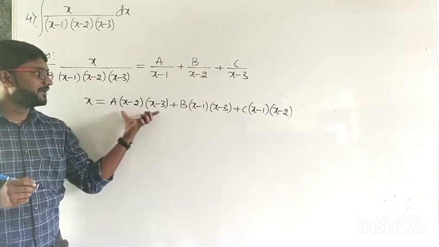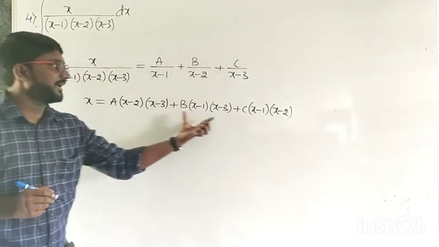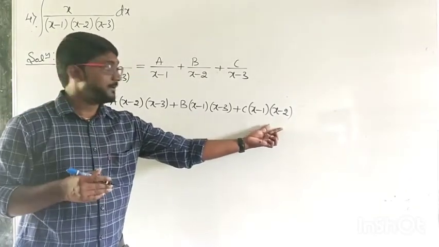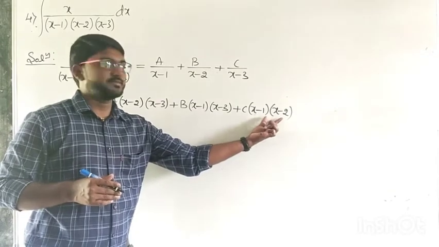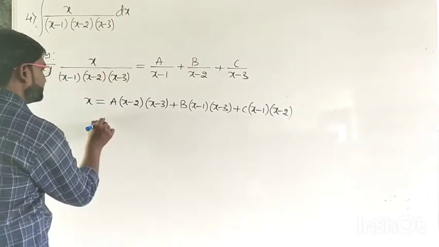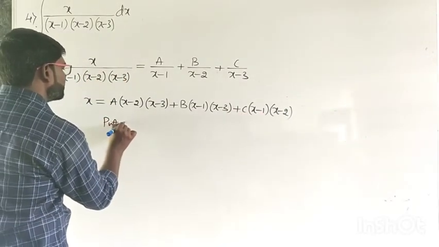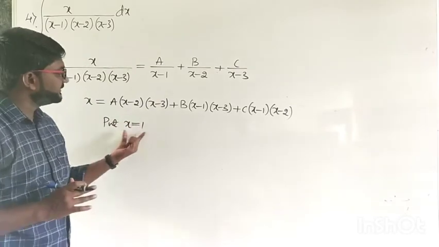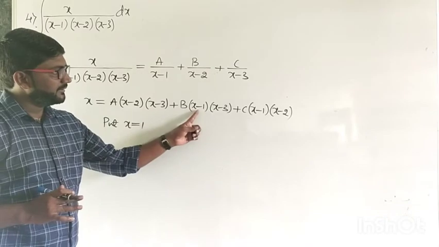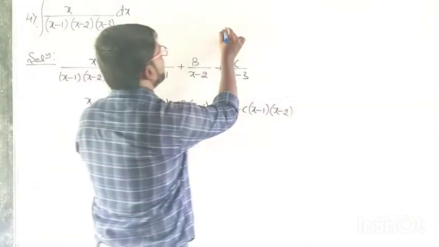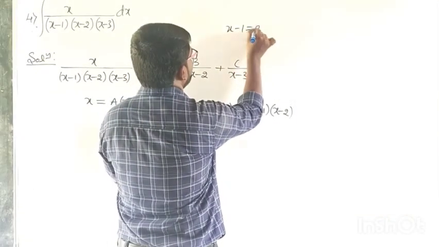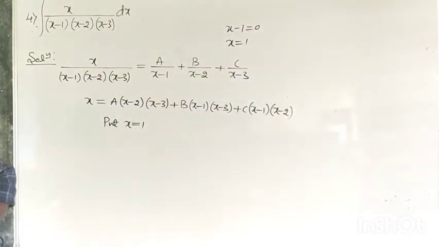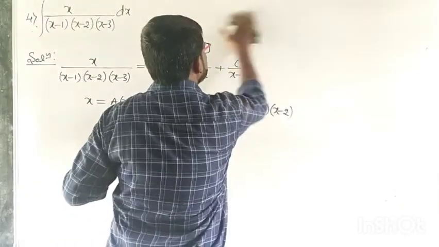So now I go for finding the value of a. That means I have to make these two as 0. So take x as 1. These two terms become 0. Put x equal to 1. How did you get this x equal to 1? See here, x minus 1 equal to 0. x minus 1 equal to 0 means x equal to 1. So like this we have to take the values of x.